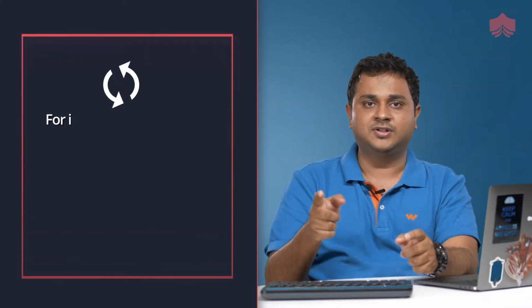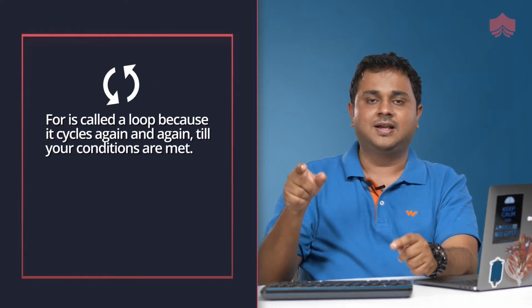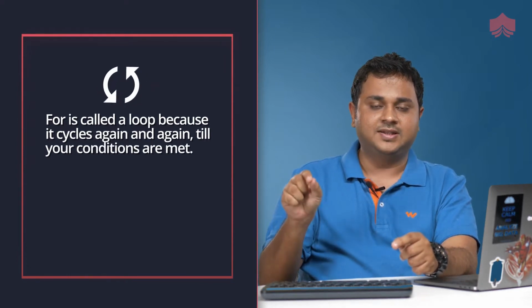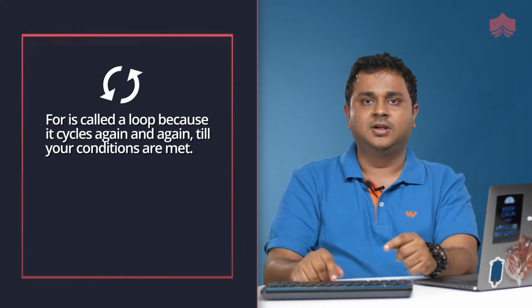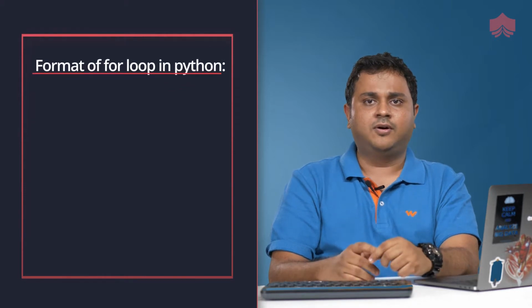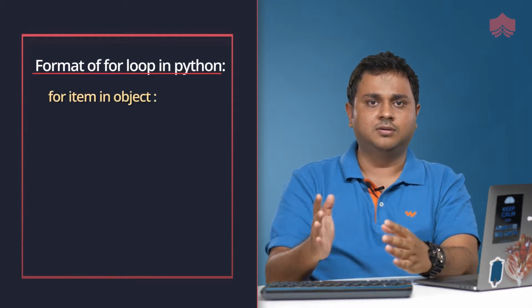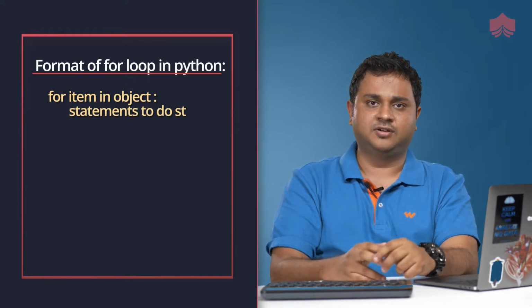So in general, as an understanding, we use for loops when we are iterating over multiple items. The reason it's called a loop is because it cycles again and again until your condition is met. Until your condition is true, it keeps going on. That's why it's called a loop. And let's just look at the format of a for loop. For item in object colon, that's how it is, and then there will be statements to do stuff.